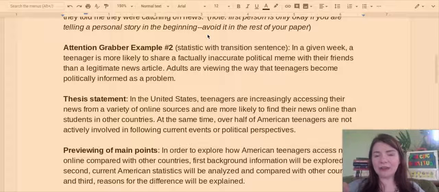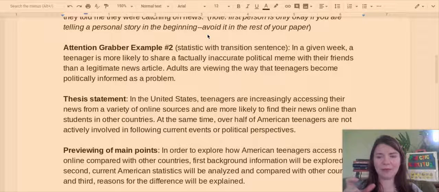All right, here's my attention grabber example number 2, and this was a statistic, but then I used a transition sentence to go into what my thesis statement was. Okay, so here's another example of an attention grabber. In a given week, a teenager is more likely to share a factually inaccurate political meme with their friends than a legitimate news article. Okay, so that's my statistic. And then adults are viewing the way that teenagers become politically informed as a problem. And that's where I'm transitioning to get a little bit closer to what my thesis statement is.